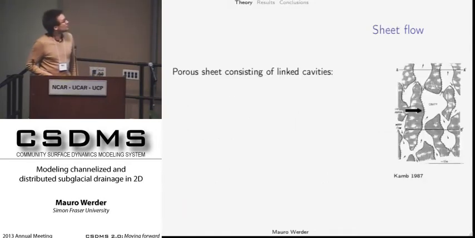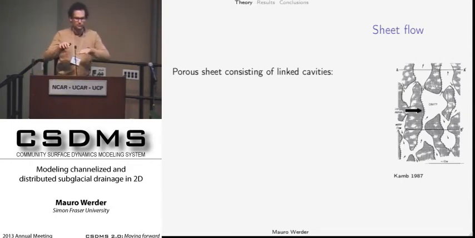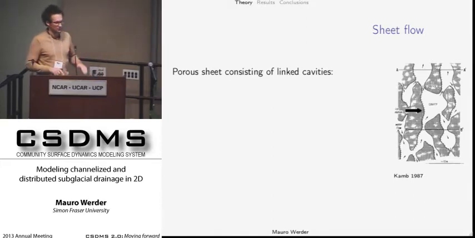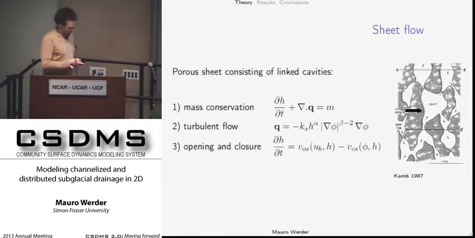So the sheet is composed of linked cavities. The dark patches are where the ice is in contact with the bed, and the white patches are where these cavities are. So water flows between these cavities, and we average over a suitably large patch of the bed to get to an average sheet thickness. And this leads to these three equations, the three ingredients: mass conservation, turbulent flow, opening and closure.